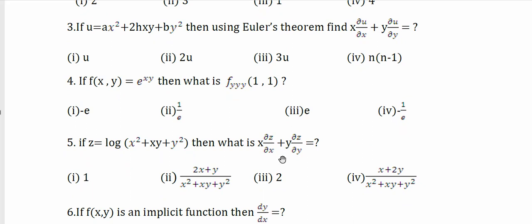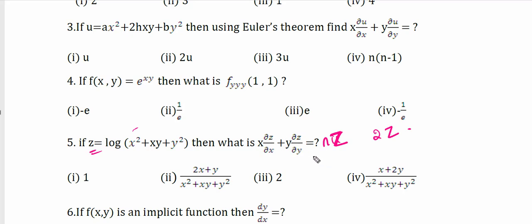So again, x dou z by dou x plus y dou z by dou y is equal to n into u, as per Euler's theorem. Here the degree is 2, so 2 into u, 2 log of. As per Euler's theorem, n into u. Here the function is z, so n into z. Degree is 2, so 2 into z.